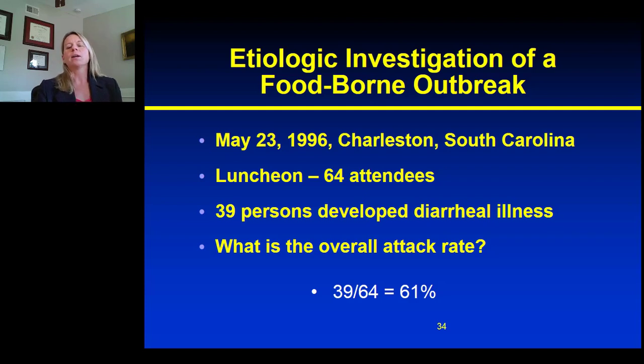So here's an example of an outbreak of a foodborne illness. This is data from 1996, where there were 64 attendees to a luncheon, and of those, 39 people developed a diarrheal disease. So the first thing we can do is to calculate an attack rate, which is the number of those who developed the illness over the total number of persons who attended, otherwise known as exposed or at risk to becoming sick. And we get an attack rate of 61%, which is rather high.